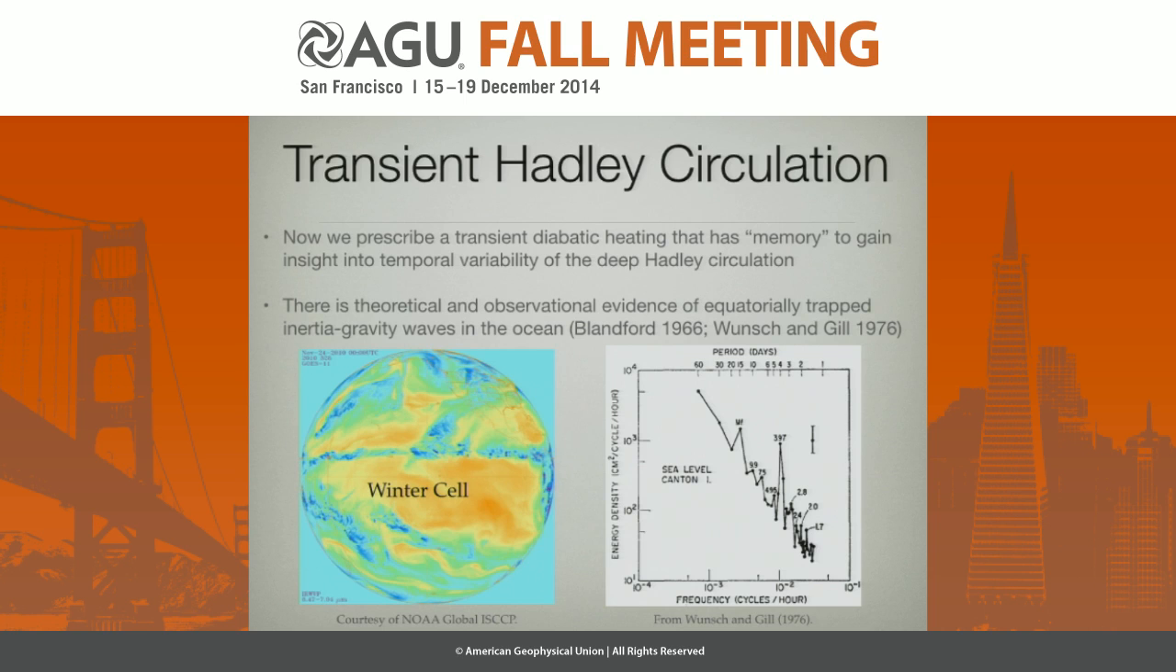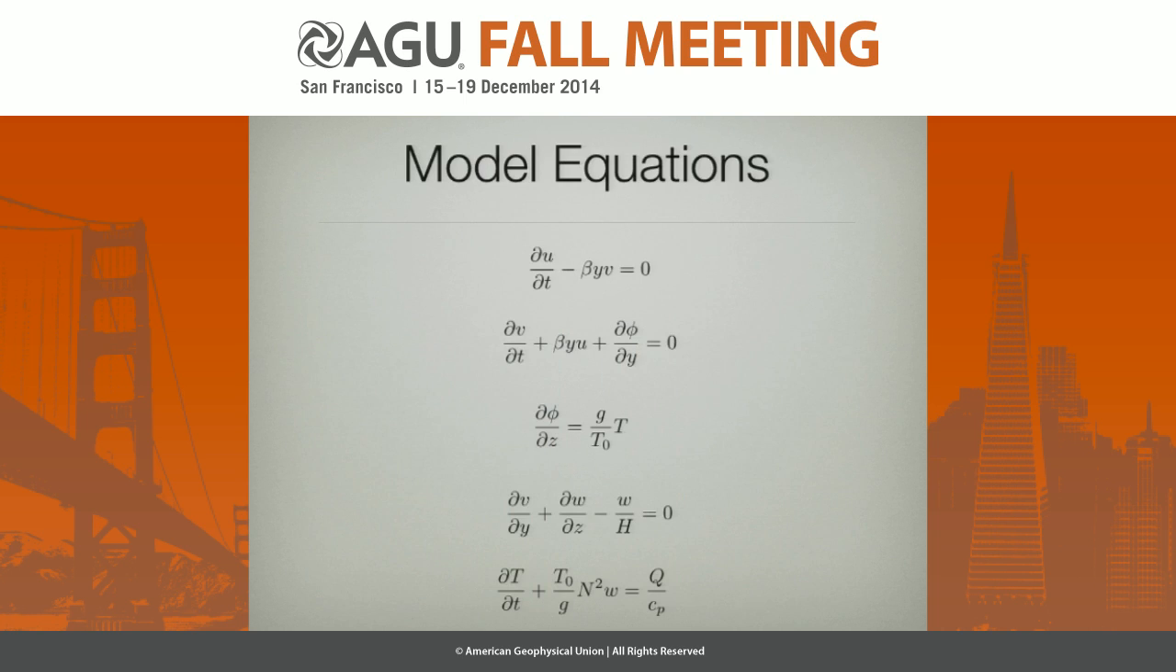And on the right panel, we have the sea level as a function of frequency on the x-axis, and on the y-axis we have energy density. And so the sea level at Canton shows a few peaks, but there's this one noticeable peak which they attribute to these equatorially trapped inertial gravity waves. And so we're extending this work to think about it in terms of the Hadley circulation.